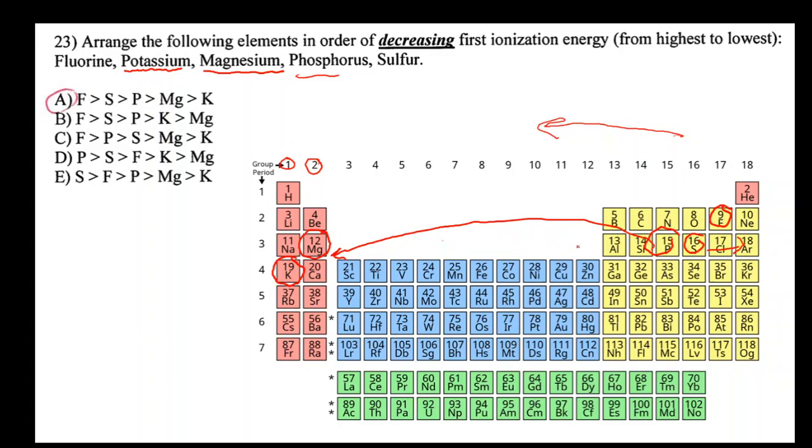And then the last one here is fluorine. So that one's going to be the highest because it's near the top row here. So it is going to have a strong attraction between the protons in the nucleus and the electrons in the outer shell.